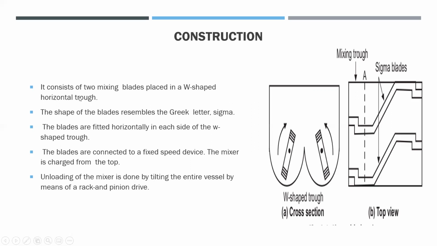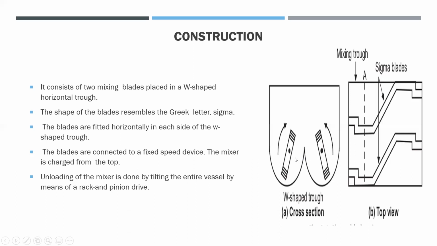The shape of the blade resembles the Greek letter sigma. The sigma sign in the Greek letters is what it resembles, so this is called a sigma blade mixer. These blades are fitted horizontally on each side of the W-shaped drum.